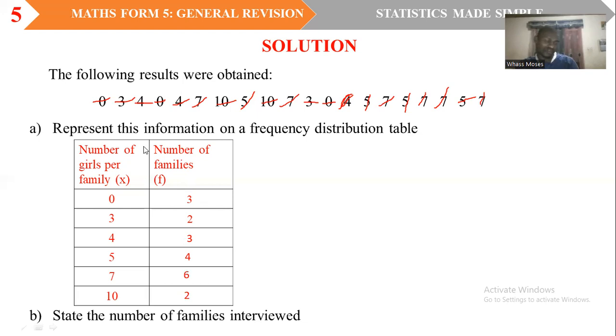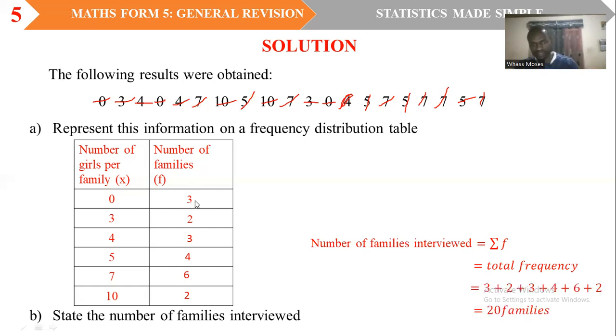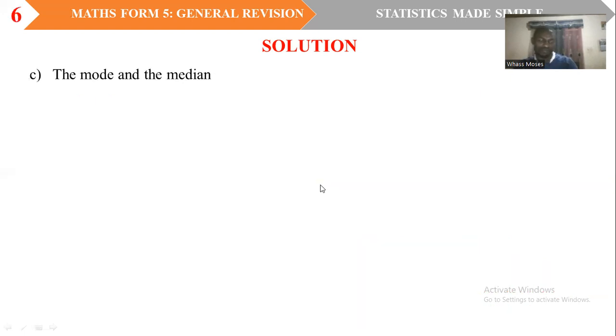Good. The next part of the question states the number of families interviewed. To know the total number of families interviewed from a frequency distribution, we will just add up all these frequencies. That is why we said the number of families interviewed will be summation F. And this summation F means total frequency. How do we obtain it? We simply add 3 plus 2 plus 3 plus 4 plus 6 plus 2, as you can see here, giving us 20 families.